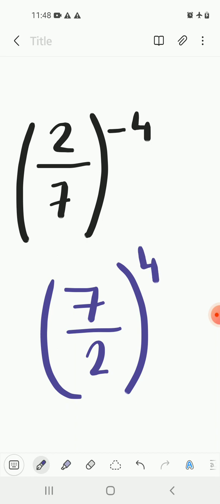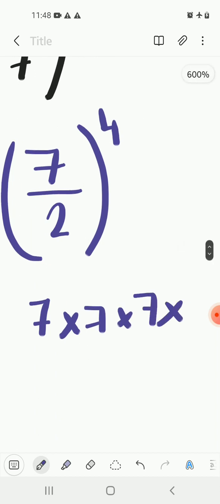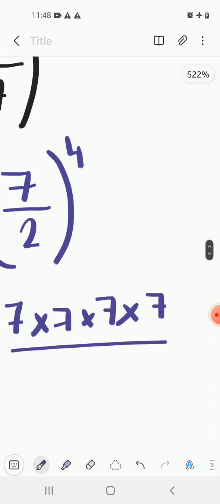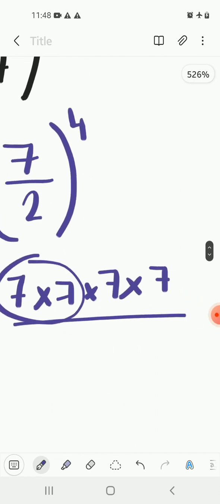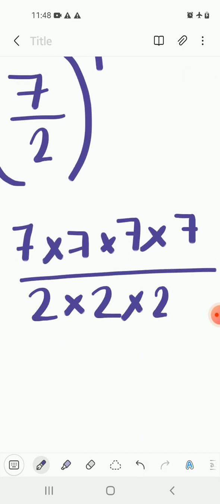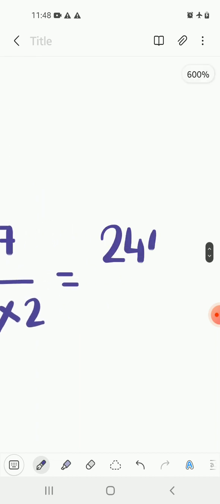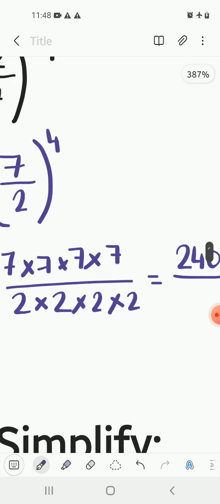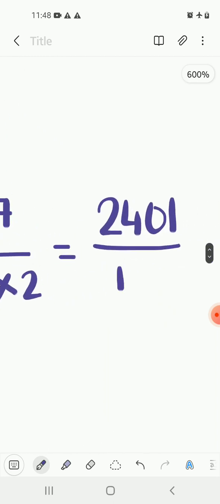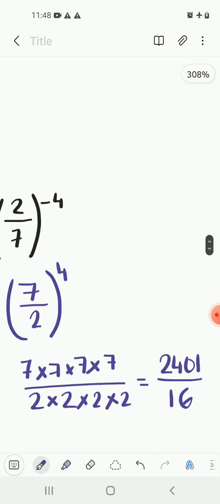and the power will be 4. Now 7 into 7 into 7 into 7, that is 7 into 7 is 49, and 7 into 7 is 49, and 49 into 49 is 2401, and the 2s will also be repeated 4 times. So it will be 2401 by 2 2s are 4, 4 2s are 8, and 2 16. So this is the answer to my question.